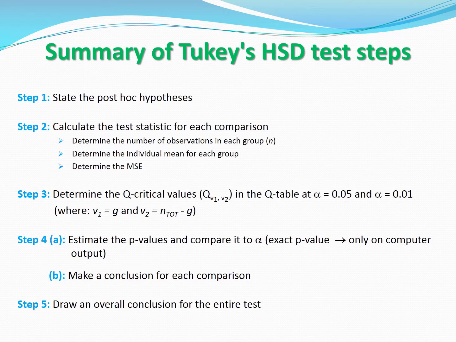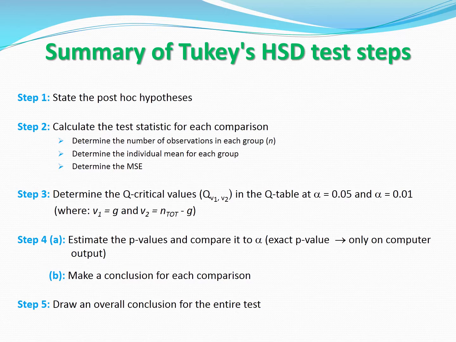We will use the following steps in our post hoc test. In step 1, you state all the post hoc hypotheses for the different combinations of population means that you are going to test. Then in step 2, you need to calculate the test statistic for each comparison. So we said in that test statistic, you will need the number of observations within each group, the individual group means for each group, and then your MSE. So you can obtain all this information from your computer output. And then in step 3, we are going to determine the Q-critical values so that we can estimate the p-values to make our conclusion for each post hoc test.